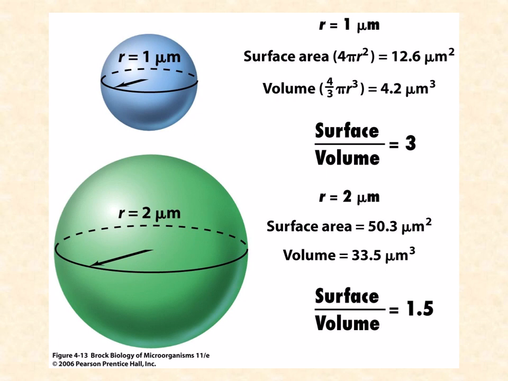So what you see is that in our smaller cell, with our radius of 1 micron, we've got a surface area to volume ratio of 3. When we increase the radius, our surface area increases, but not as much as our volume increases, and therefore our ratio decreases to 1.5. So there's that idea I was talking about at the beginning, that cell size and the surface area to volume ratio are inversely proportional. A smaller cell has a bigger surface area to volume ratio than a larger cell. If you need to, pause here and think through the math, make sure this concept makes sense.